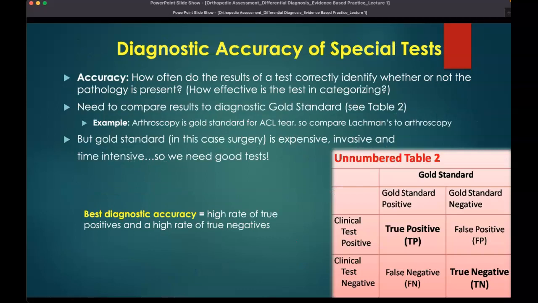So we're moving into diagnostic accuracy of special tests, and we're really going to spend most of the time talking about sensitivity and specificity, but it's important to understand what accuracy is, right? So accuracy can be how often a test correctly identifies that a disease or an injury is present, or how often a test tells us that the patient doesn't have the pathology. So it either tells us 100% of the time that they do or 100% of the time that they don't. In other words, it's always going to tell us the true positives, right? Or the true negatives, right?